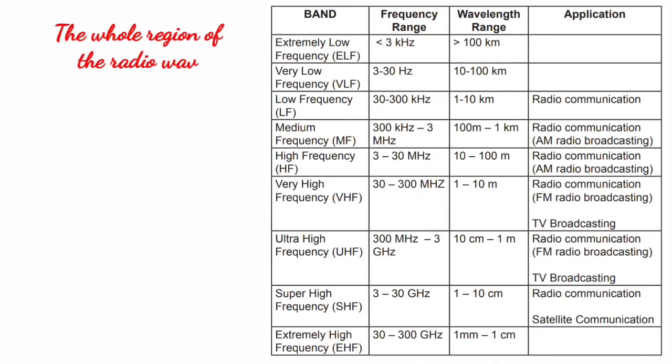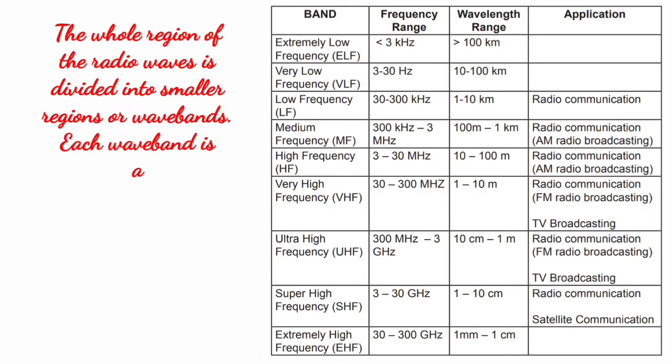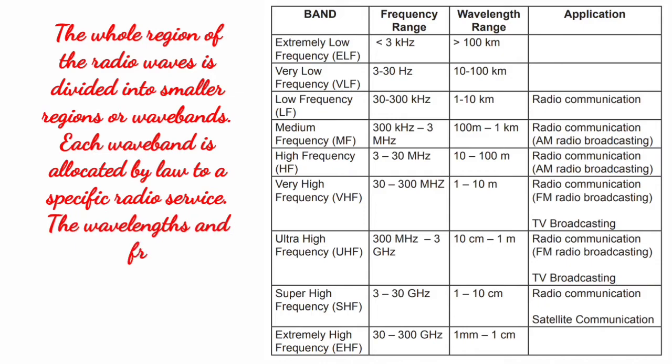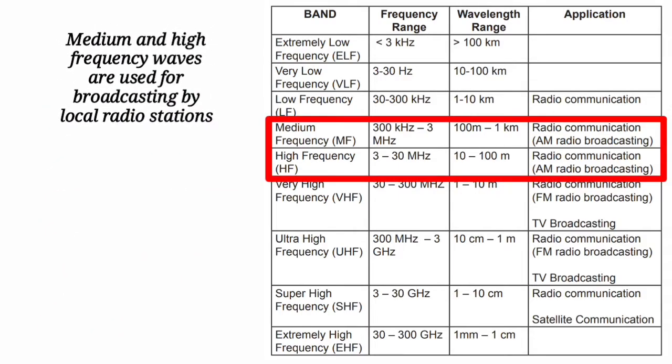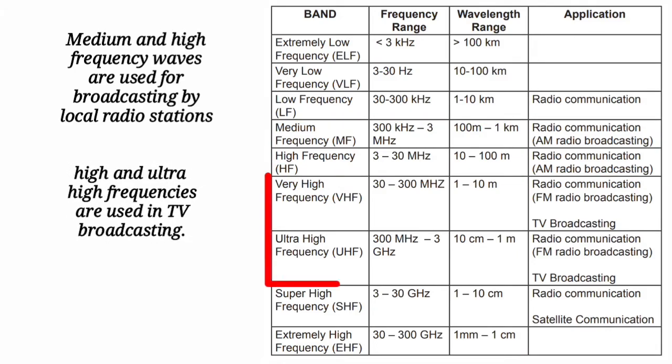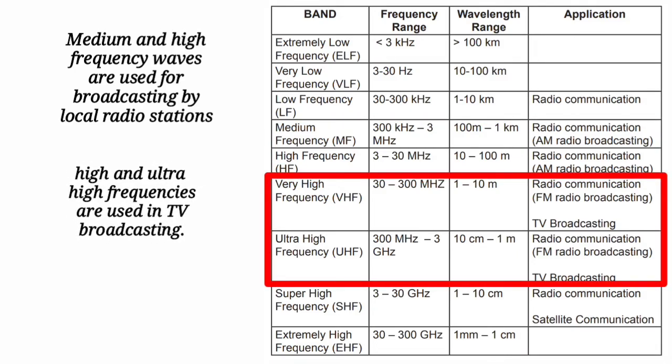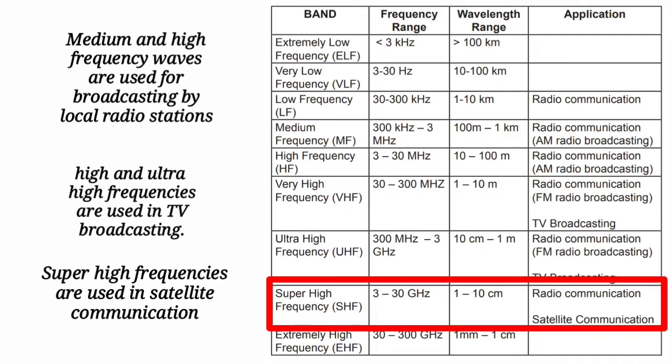The whole region of the radio wave is divided into smaller regions or wave bands. Each wave band is allocated by law to a specific radio service. The wavelengths and frequencies of the different wave bands and their uses are shown in the table. Medium and high frequency waves are used for broadcasting by local radio stations, while high and ultra high frequencies are used in TV broadcasting. Super high frequencies are used in satellite communication.